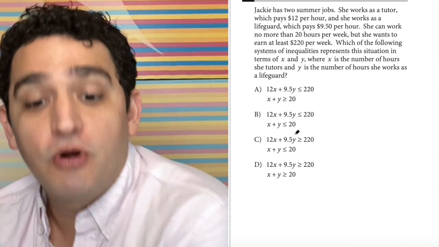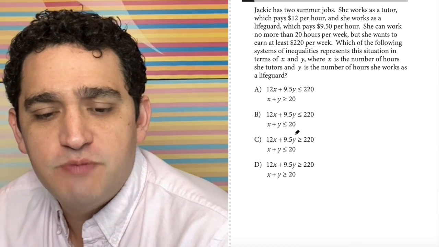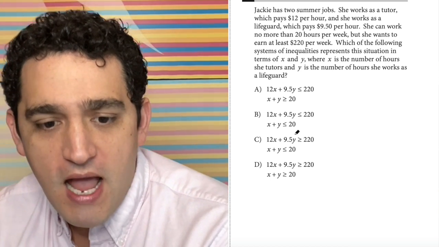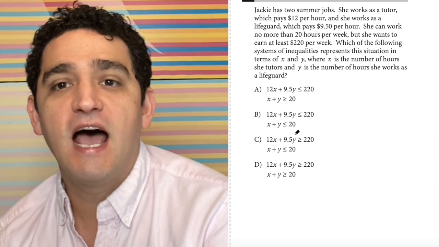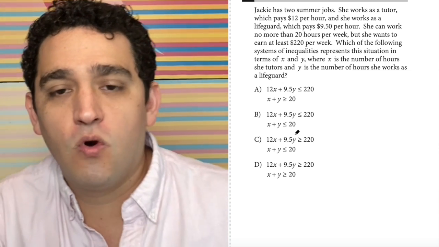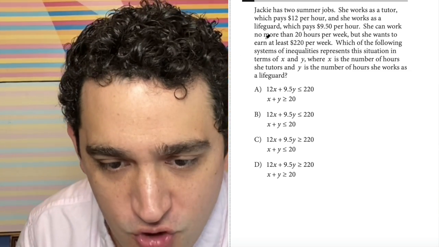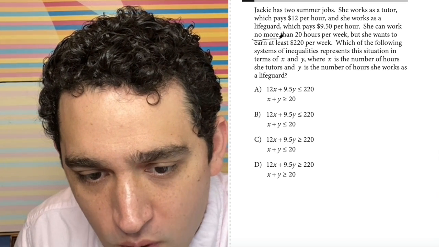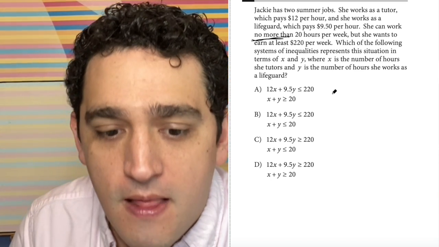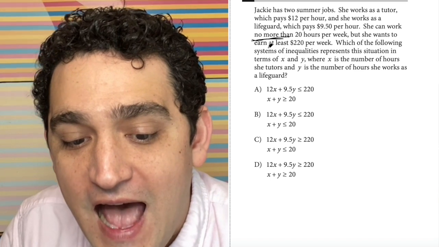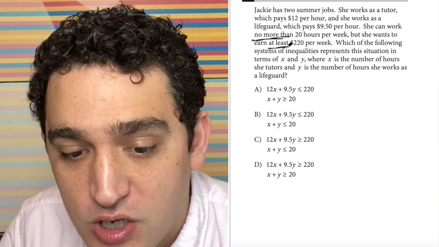Jackie has 2 summer jobs. She works as a tutor, which pays $12 per hour, and she works as a lifeguard, which pays $9.50 an hour. She can work no more than 20 hours per week. That's an important term, no more than. But she wants to earn at least $220 per week.